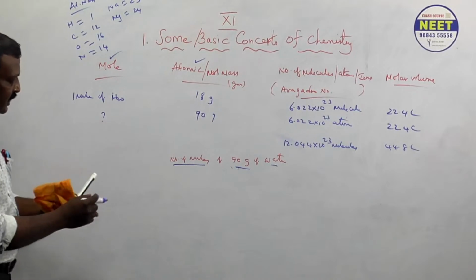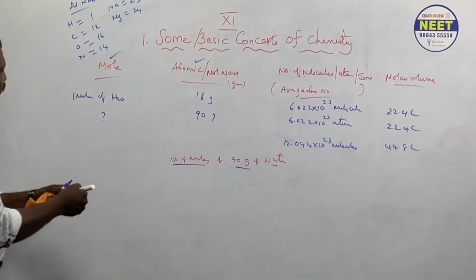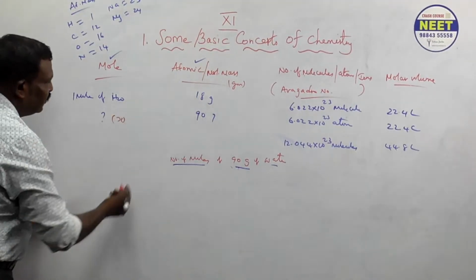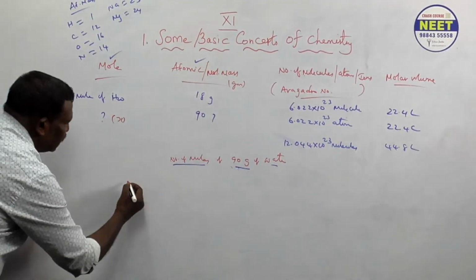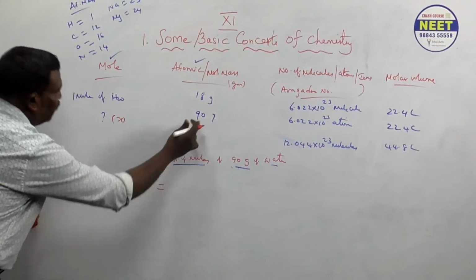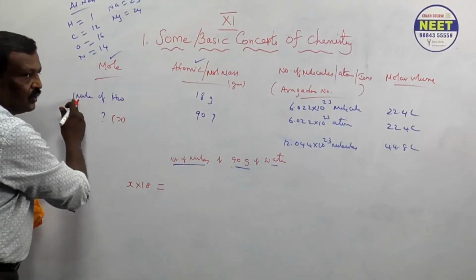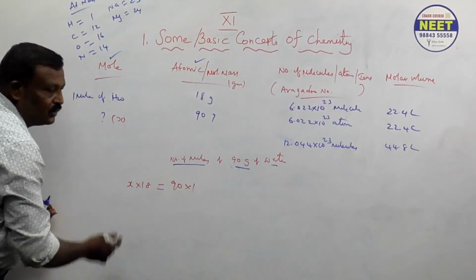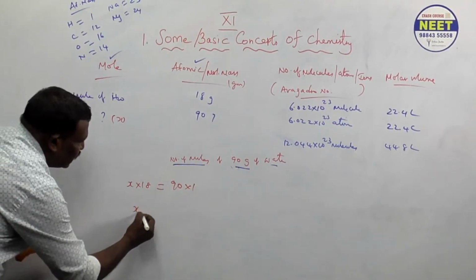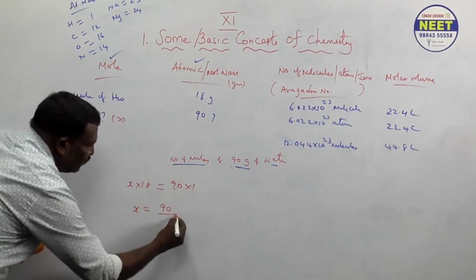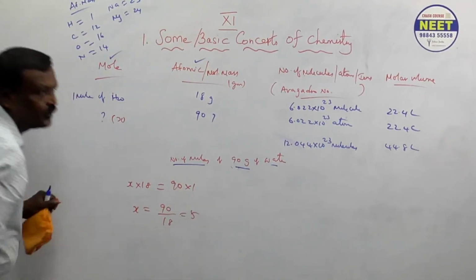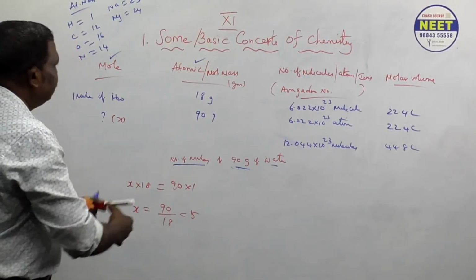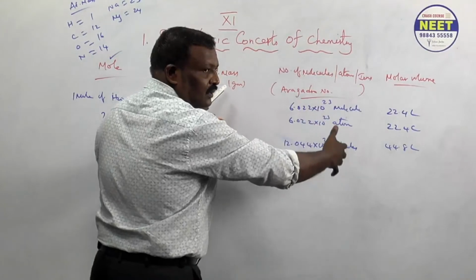Consider this is the x value. Multiplication: x into 18 equals 90 into 1. Understood. Therefore x is equal to 90 divided by 18. So the answer is 5. Simple. If they ask this and this, you just compare.